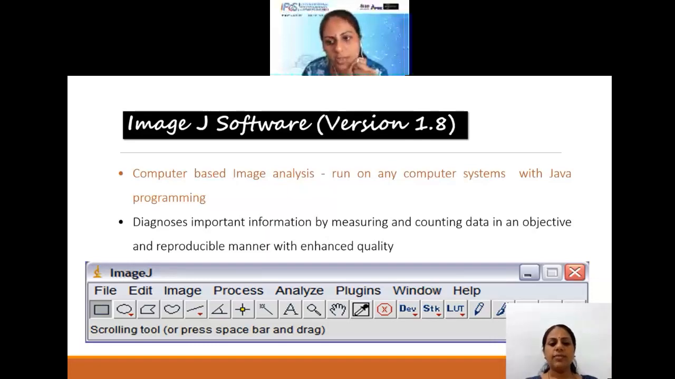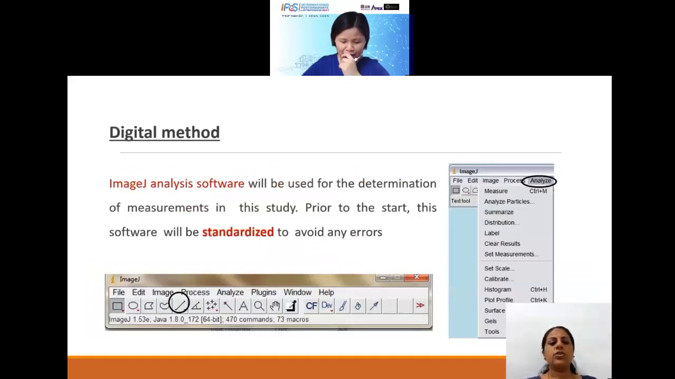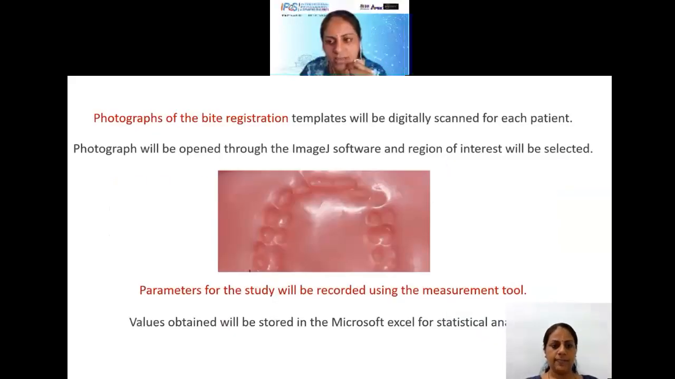Then the second, that is the digital method, using ImageJ software version 1.8, has been used in order to measure and count the data in a more objective and reproducible manner with enhanced quality. This software has been utilized in our study to obtain the various measurements. Prior to the start, this software has been standardized to avoid any further errors.